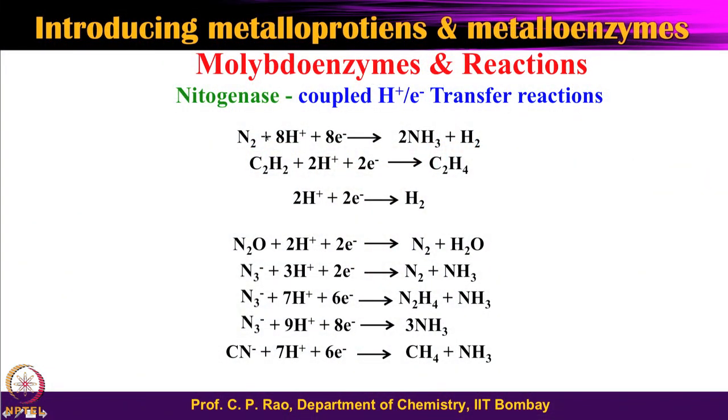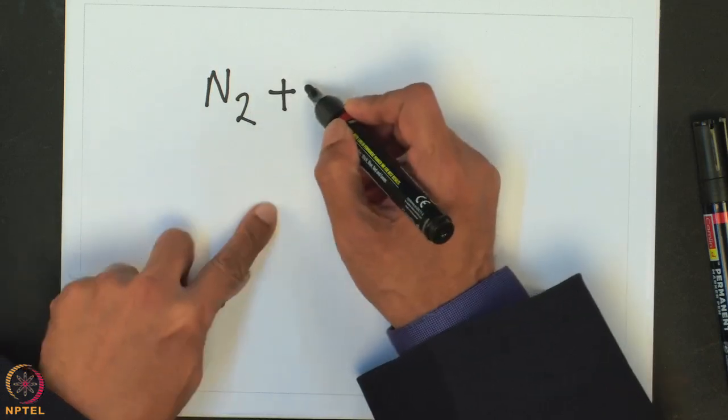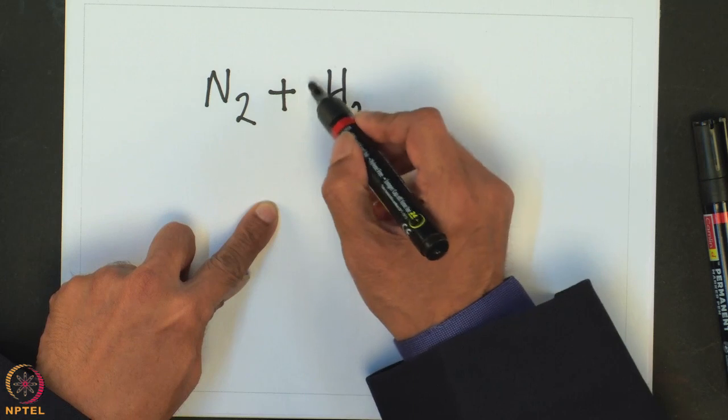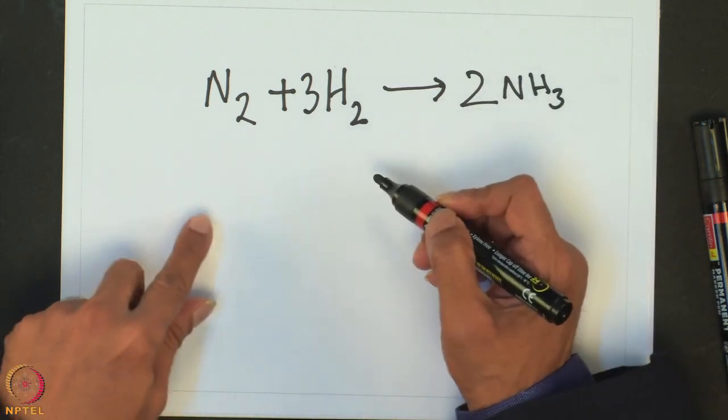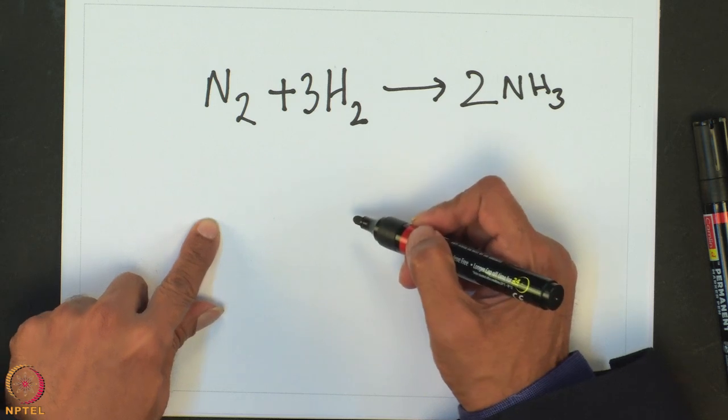If you take the nitrogenase enzyme in a test tube, what can it do? In vivo, what can it do? The first reaction is N2 plus 8 H+ plus 8 electrons gives 2 NH3 plus H2. This is the enzymatic reaction, though the required equivalents are different from this. Let me show you the required equivalents: what you need is N2 plus 3H2 gives 2NH3. So generally the hydrogen is not supplied in the biological system.